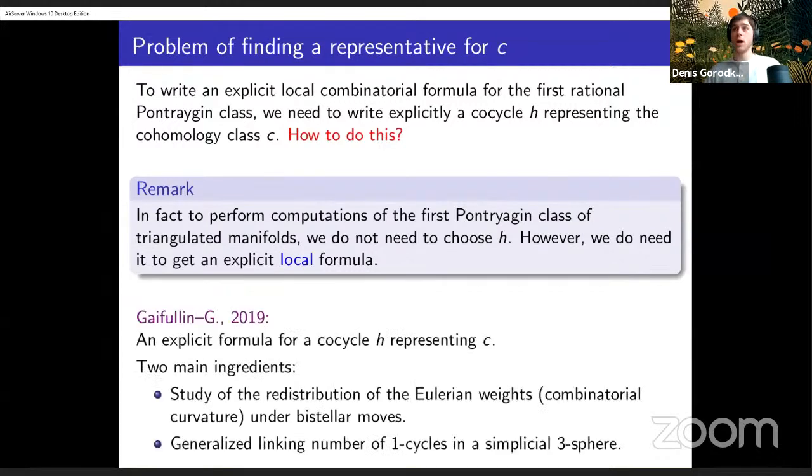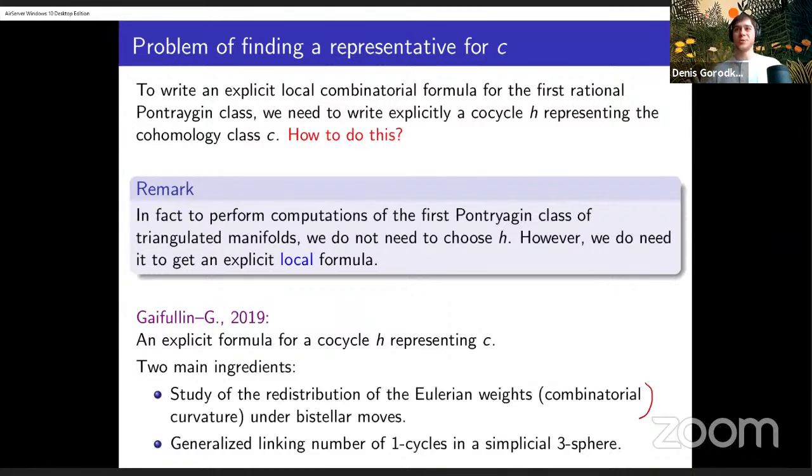Okay, so our result with Professor Gaifullin is such an explicit formula, and there are two key ingredients. The formula is in terms of the redistribution of some weights over a triangulation of the two-dimensional sphere under bistellar moves. So we will have two-dimensional spheres that will change under bistellar moves, and we will try to encode some data by saying that there is a combinatorial curvature of the sphere that is moving under those bistellar moves. This seems to be a very natural idea because of the corresponding smooth picture with the Chern-Weil theory and the expression, for example, of the first Pontryagin class using curvature.